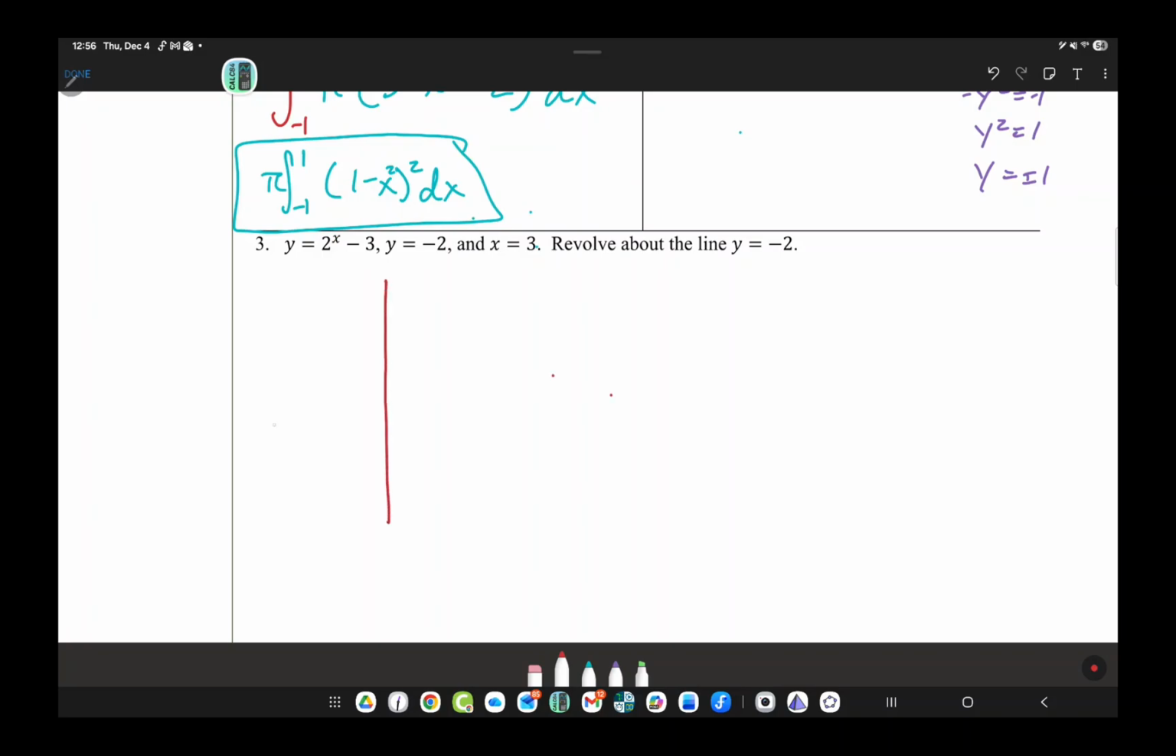So we have 1, 2, 3. We do have a horizontal asymptote here. You don't really have to draw that out. It just shows you we're going to get close to it. We're going to go up like that. And I'm going to get rid of that horizontal asymptote. It's going to kind of get in the way. So my bounds: I'm going to revolve around y equals -2, around this line here. My bounds go from 0 to 1, 2, 3. So I'm going to rotate this line.